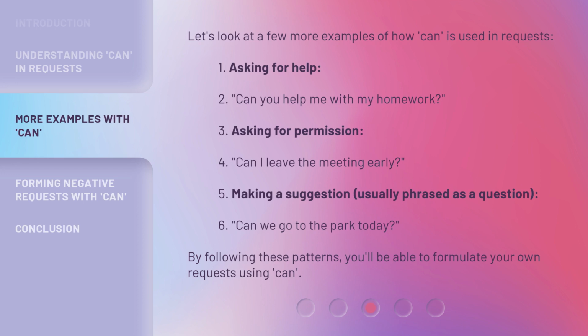Let's look at a few more examples of how can is used in requests. 1. Asking for help. 2. Can you help me with my homework? 3. Asking for permission. 4. Can I leave the meeting early? 5. Making a suggestion, usually phrased as a question. 6. Can we go to the park today? By following these patterns, you'll be able to formulate your own requests using can.